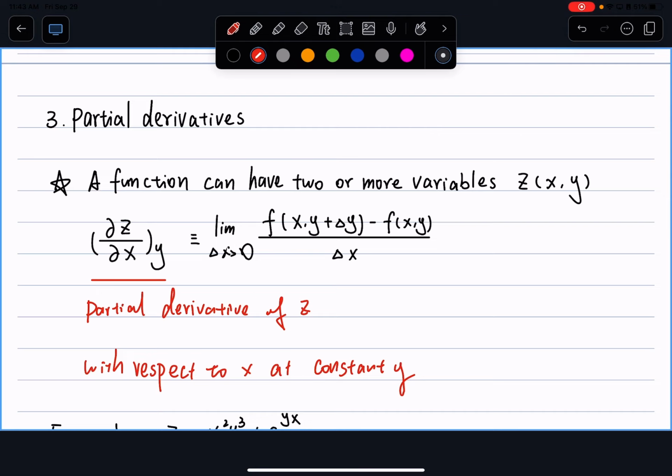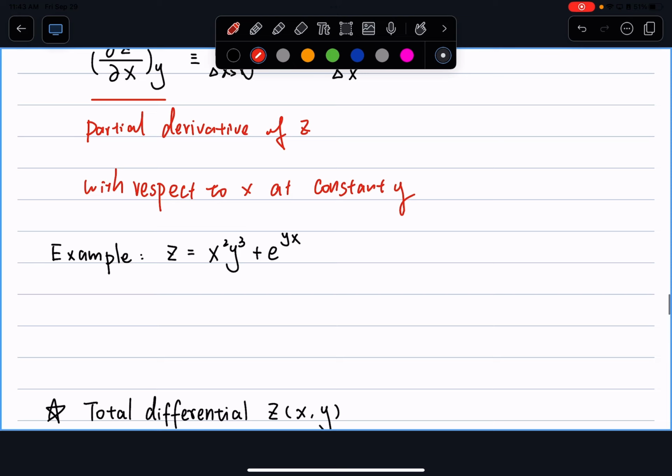I left some practice problems here for you to try. For example, can you find the 2 partial derivatives of this function z, which is a function of x and y? Try to find the partial derivative of z with respect to x at constant y, and also the partial derivative of z with respect to y at constant x.